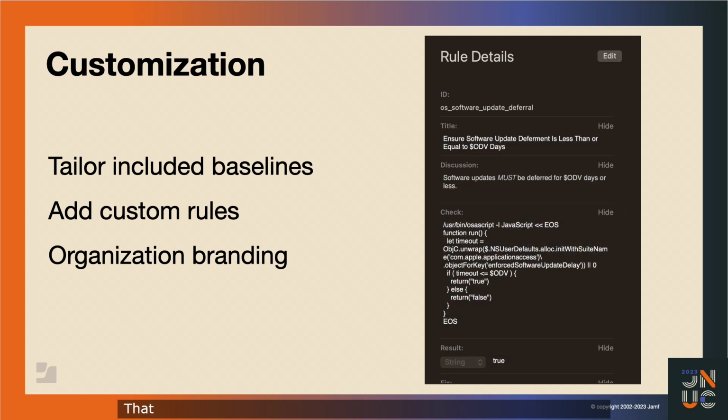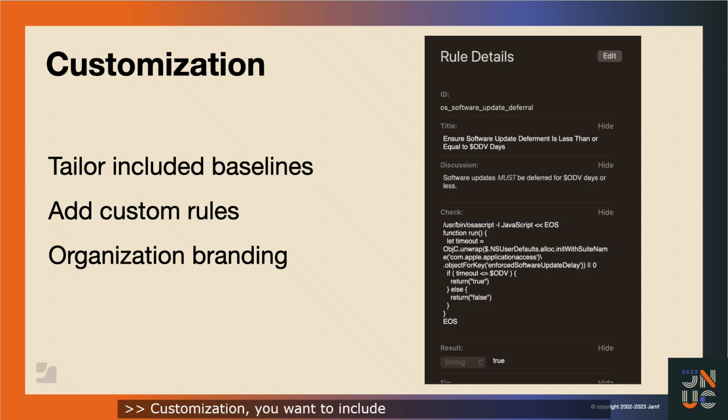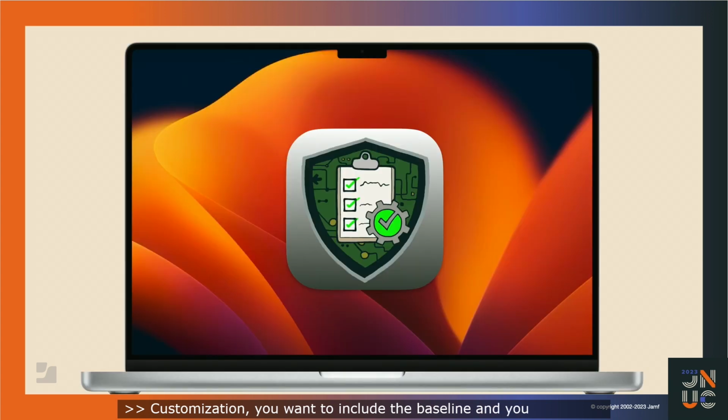So now we're going to go to customization. Totally forgot about the whole pro thing. So customization, you want to tailor included baselines. You can bring in a baseline you built previously with MSCP. You can add custom rules. And you can also do branding. So let's go take a look at what that will look like.